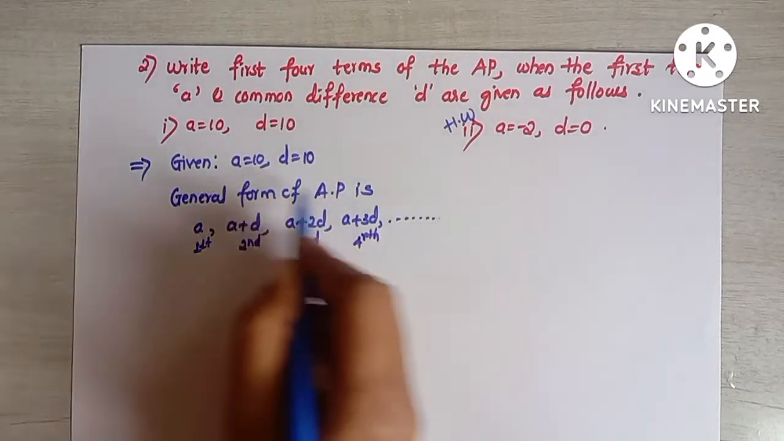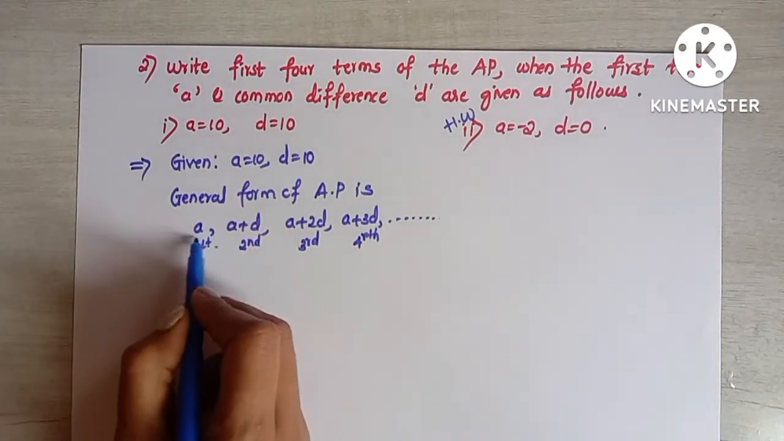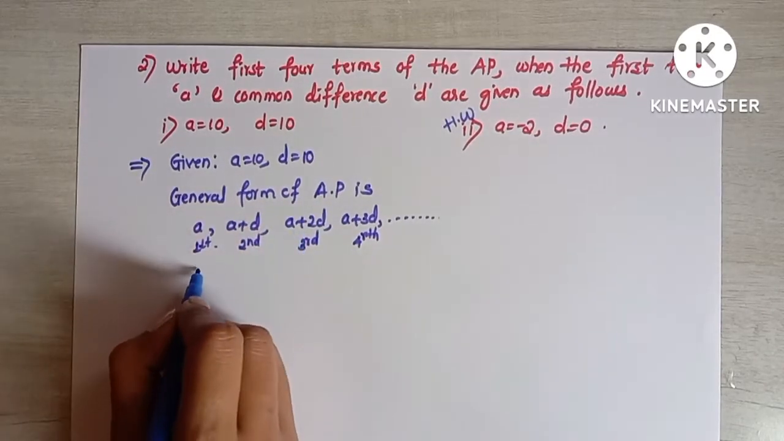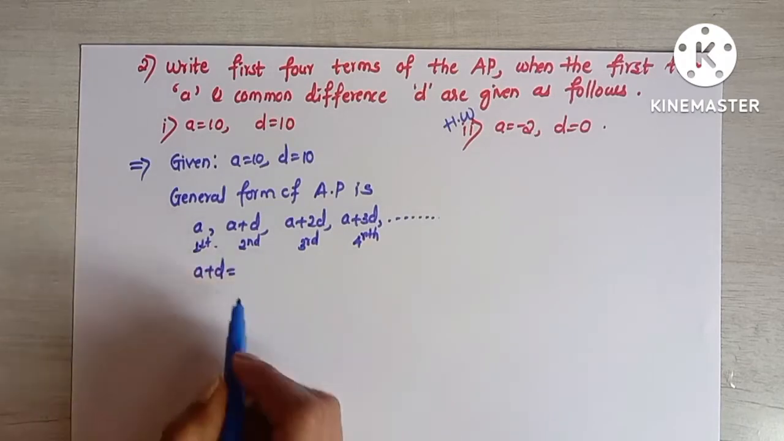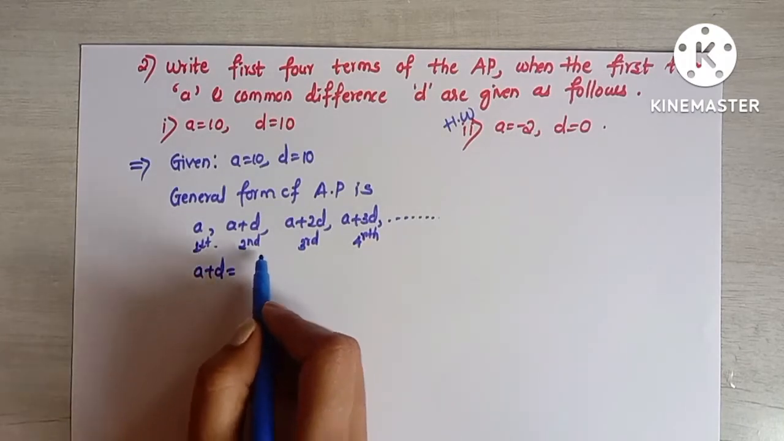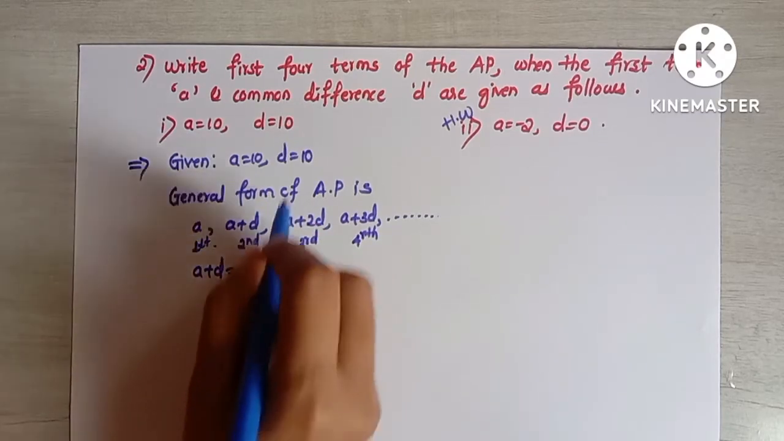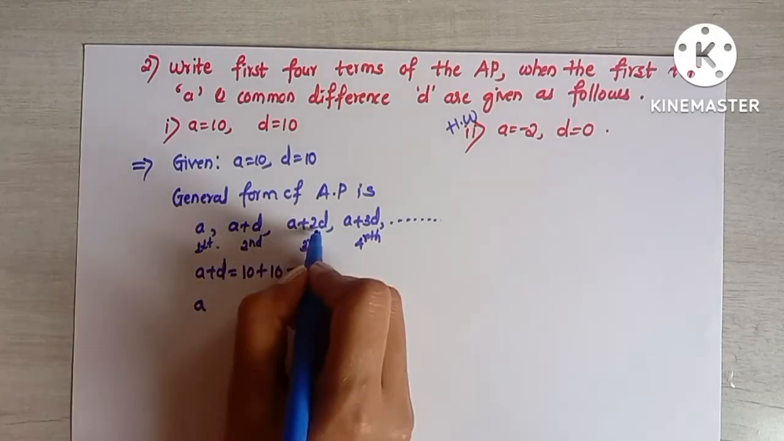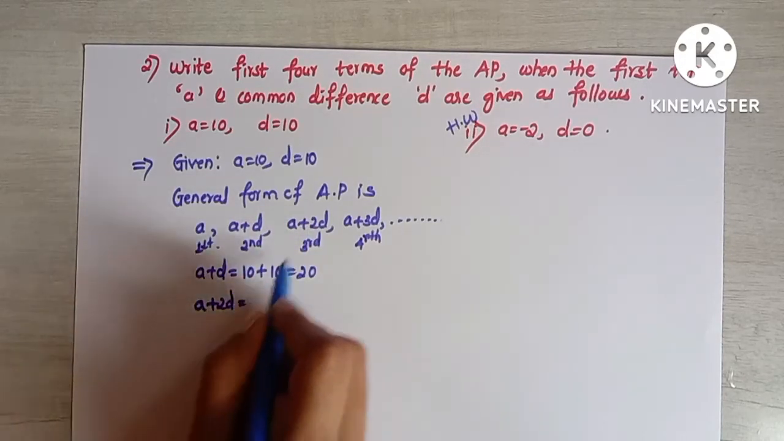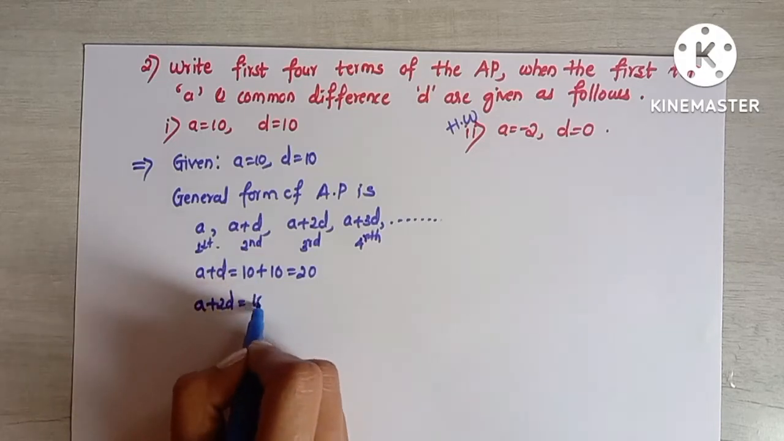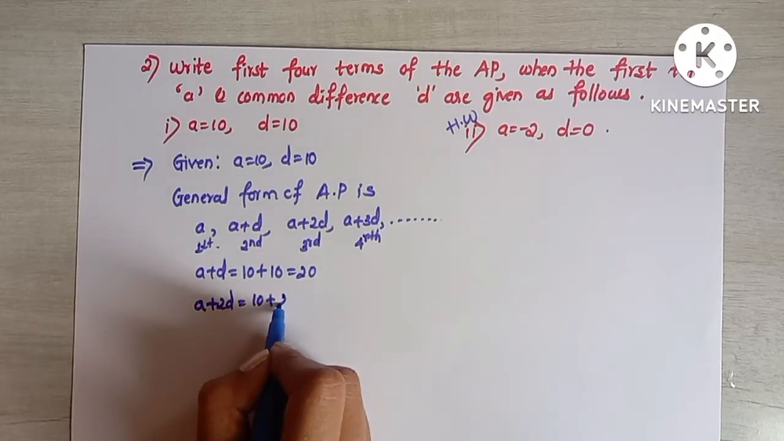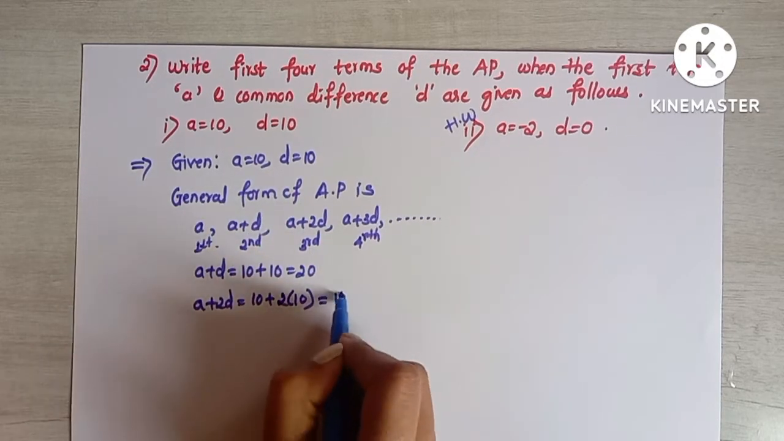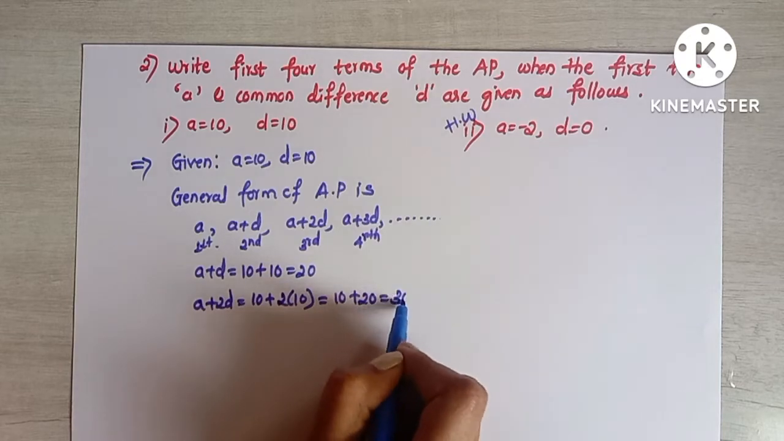So let us calculate these terms. First term is A. A means it is 10. So the second term is A plus D. So what is A plus D? Let us substitute the values. So the A value is 10 and the D value is 10. So this will be 20. Next term is A plus 2D. So A plus 2D is, A value is 10 and D value is 10. Okay, this will be 10 plus 20, which is 30.